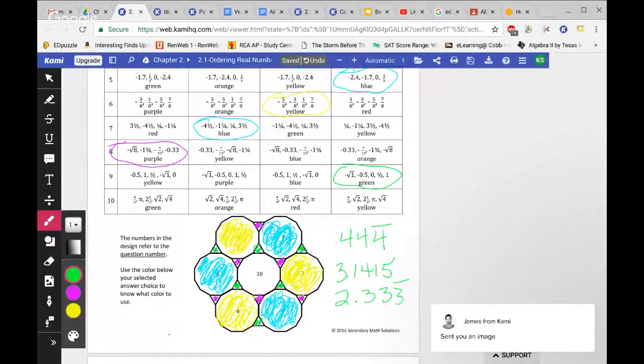And then the square root of 2 is 1.4142. And then the square root of 4 is 2. So of these, which one is the smallest? Which one is smallest? Do you know?